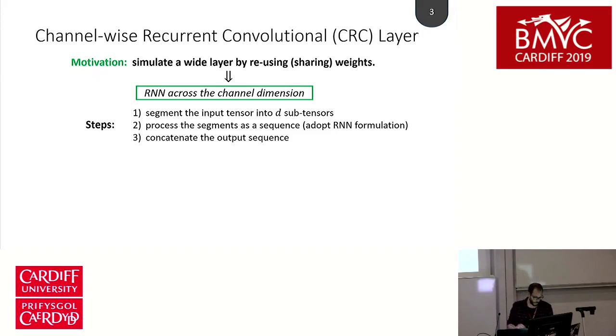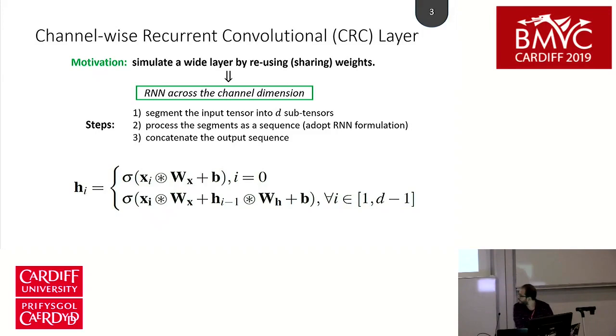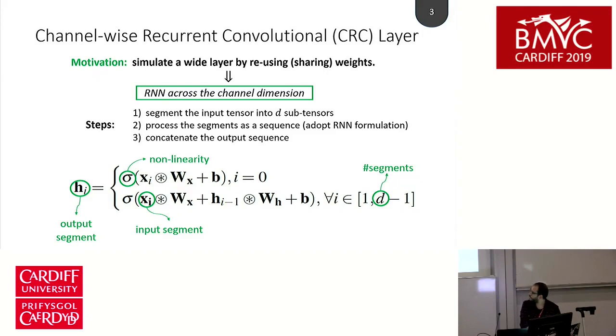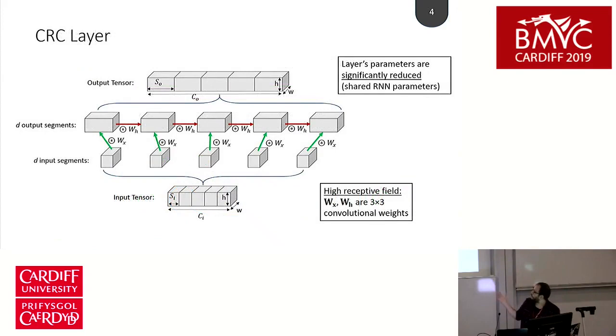This is a simple formulation of RNN. So we have the input segments xi, the output segments hi, the number of segments, and a classic nonlinearity, as in typical RNNs. And also we have the shared weights, because RNNs use the same weights at each step. According to this formulation, this is the visualization. We can see that the input tensor is segmented into D segments, and they form a sequence which is processed by an RNN. The final output is concatenated.